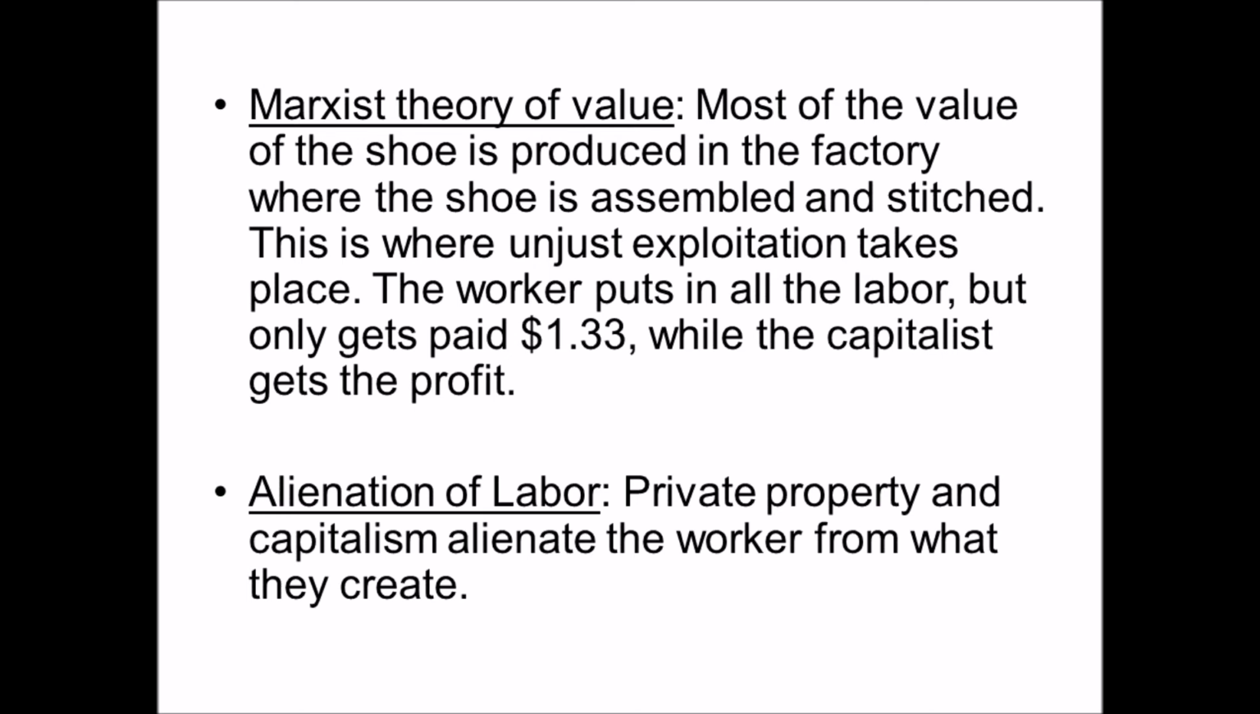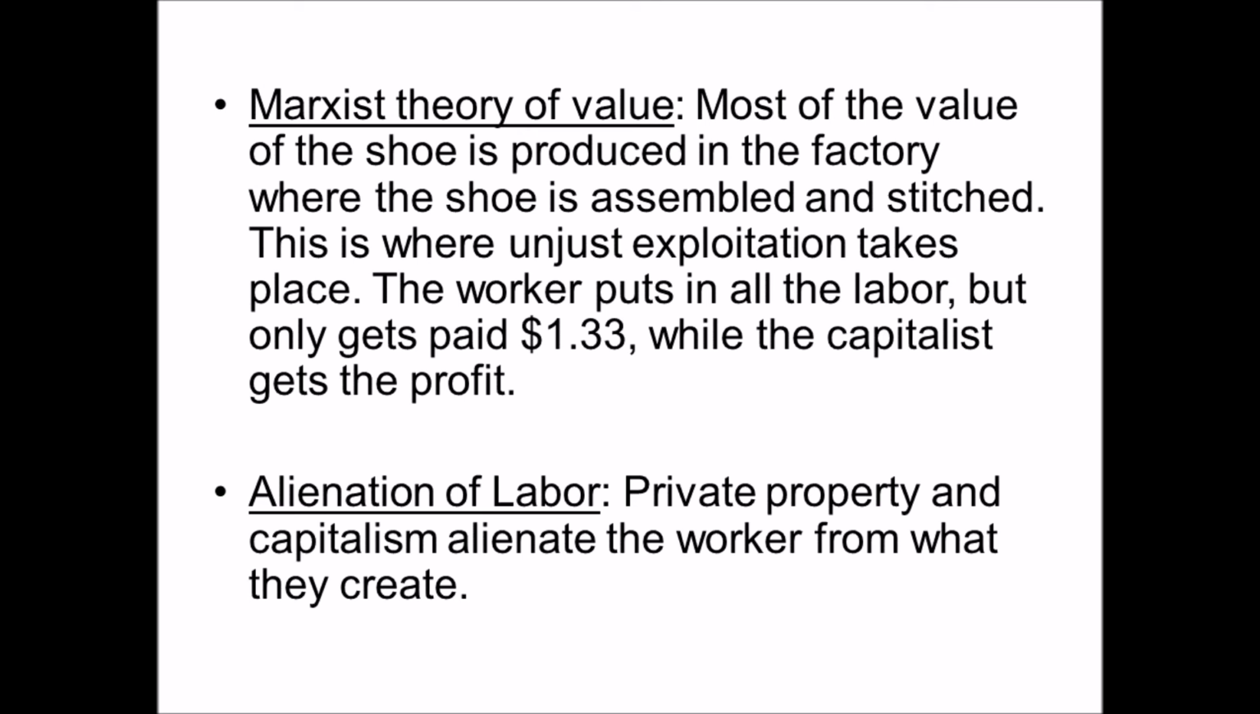Now, according to the Marxist theory of value, most of the value of the shoe is produced in the factory where the shoe is assembled and stitched. This is where unjust exploitation takes place. The worker puts in all the labor, but only gets paid $1.33, while the capitalist gets the profit of $62.52 per shoe. Marx argues that private property and capitalism alienate the worker from what they create. Next time, we will be reading and discussing Marx's economic and philosophical manuscripts, where we will go into more detail on the alienation of labor.